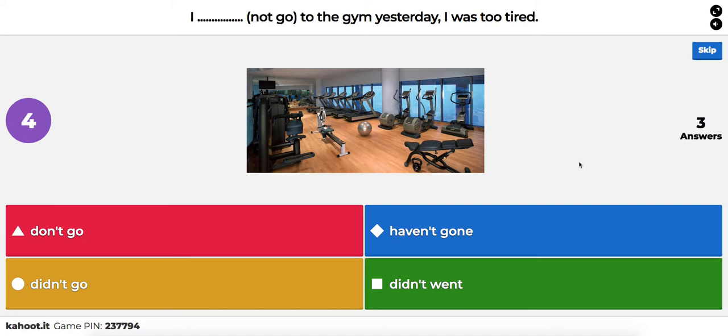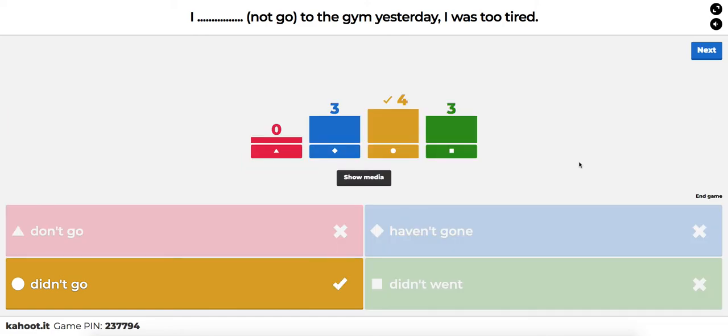Five seconds. Okay, so in this case, you have a specific day, so that means that the action is over. In this case, as you have a negative, you have to use the auxiliary, that is didn't, and as you have the auxiliary, the verb is going to be in infinitive, in the normal way. So, I didn't go to the gym yesterday, I was too tired. Okay, let's finish this one.